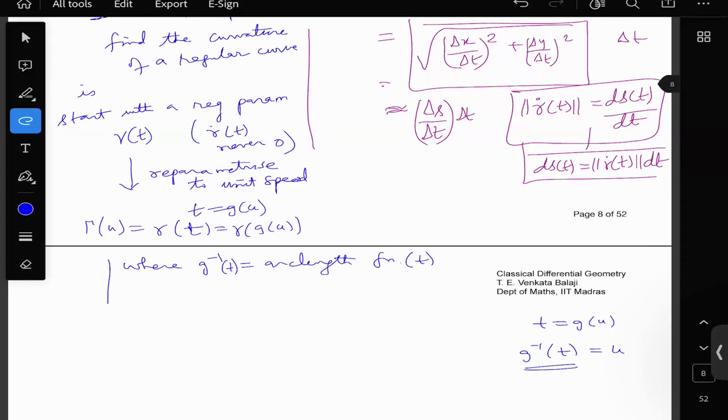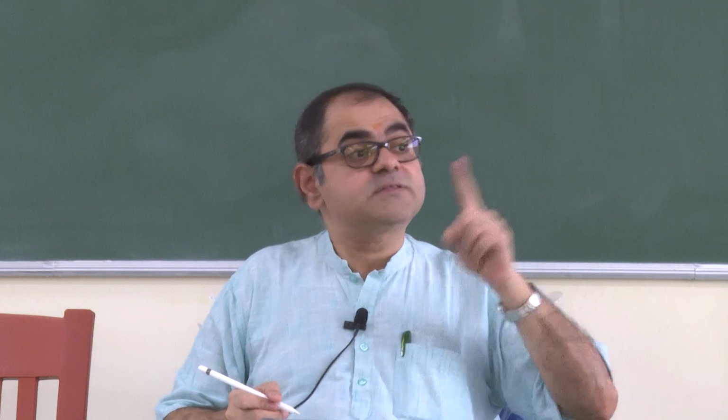So what you have to do is basically take gamma of the arc length function of t. This is what I have to do. This is my new parameterization, and I should call this arc length function of t, which is g inverse of t, as u. And this u equal to g inverse of t gives the correct substitution, which is the inverse of that, which is t equal to g of u.